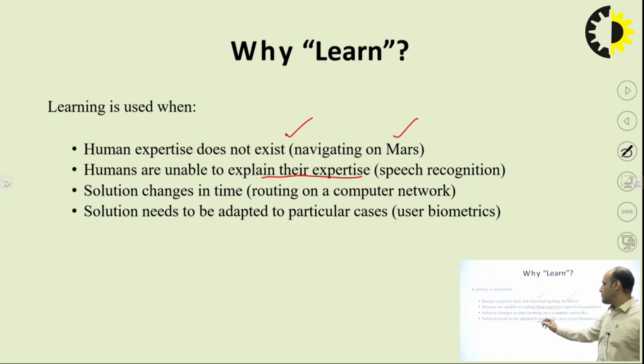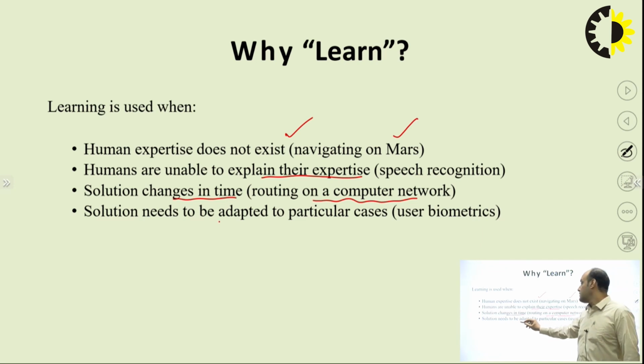Third example, why we need to learn: the solution changes over time. For example, routing on a computer network. We know that in a computer network, a routing algorithm is needed. So we will teach a machine; we can take the example of a mobile network. We have seen that a lot of calls were dropped. So some routing algorithm is implemented there, right? So the solution is changing with time.